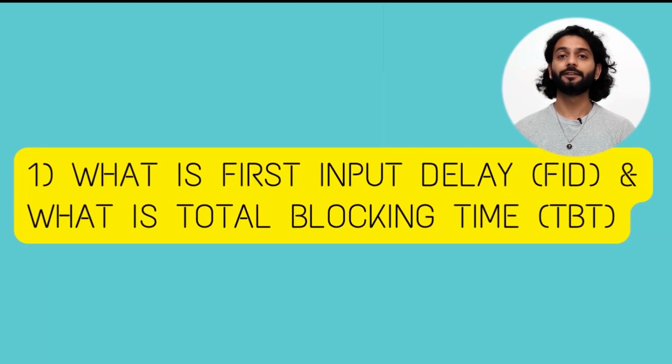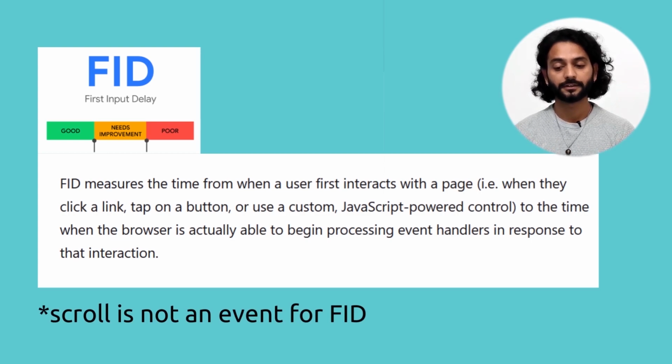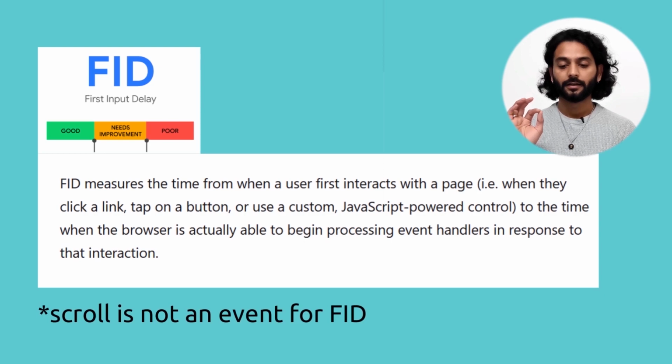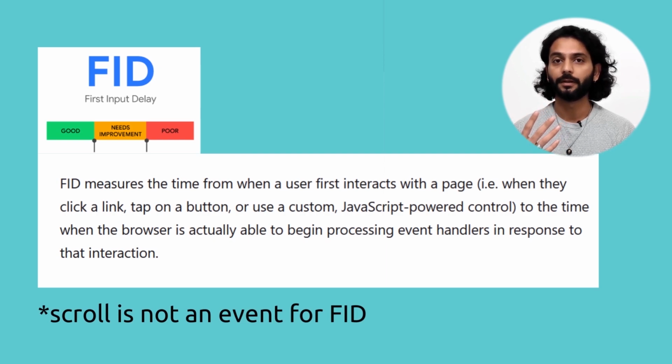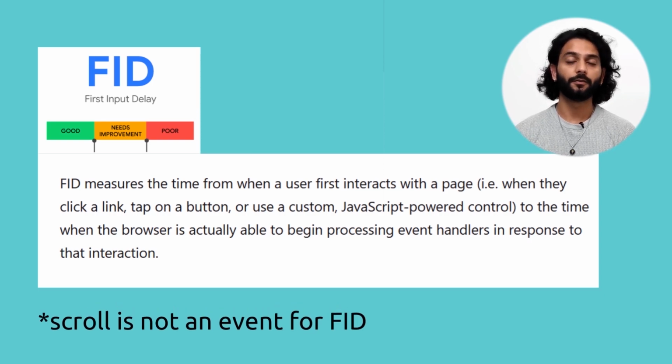Okay, with that said, let's see first what is FID, or first input delay, and then I will explain you what is TBT, total blocking time. So FID measures time from when a user first interacts with a page to the time when the browser is actually able to begin processing the event handlers in response to this interaction. These events can be click on a link, tap on a button, or any JavaScript control event. Okay, let me explain in simple terms what does that mean.